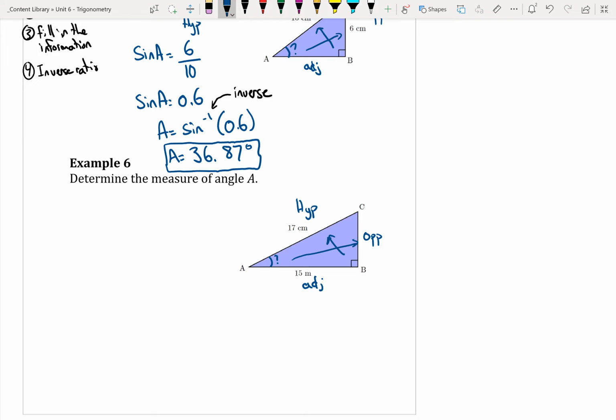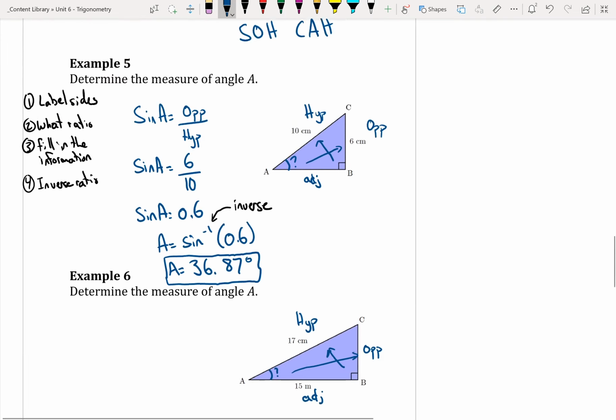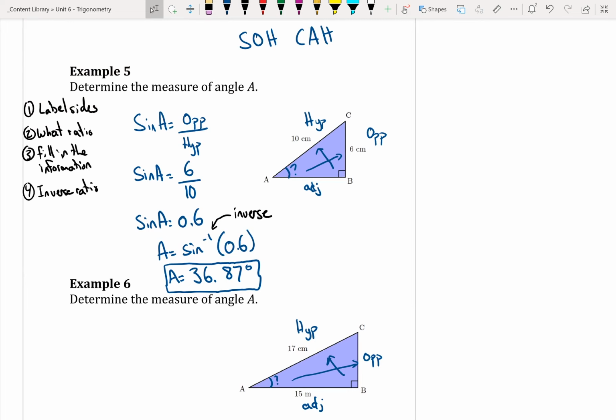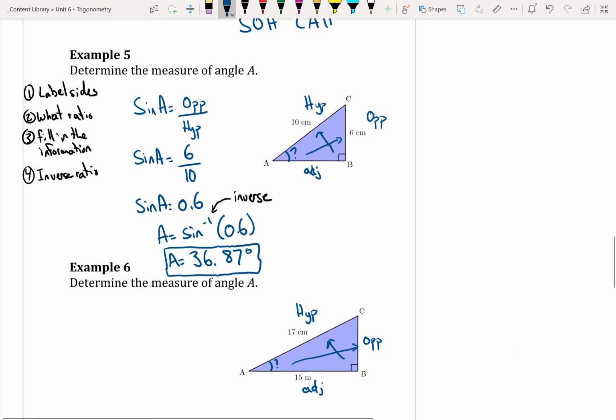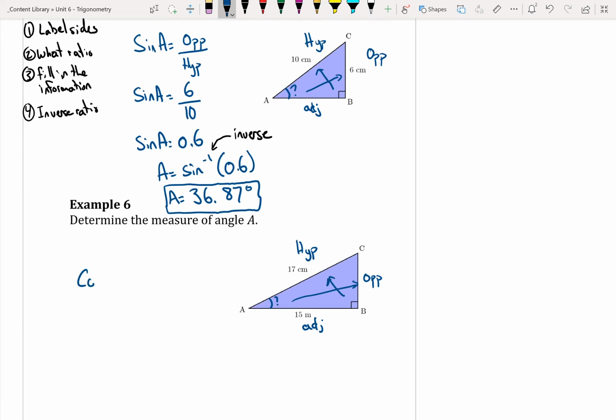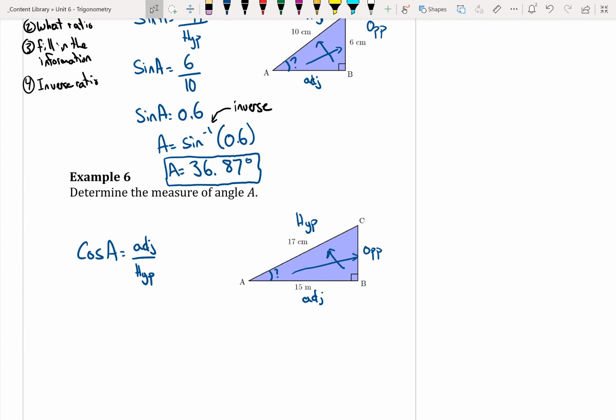So once I've labeled my sides, I need to figure out what ratio I'm going to use. I'm going to scroll back up so we can see the acronyms at the top. If I'm looking for angle A, I'm given two sides in this case, the hypotenuse and the adjacent. Those are the only two sides I'm given in terms of information. I can label the opposite, but there's no information there that I can use. So I'm going to need to use a ratio that has the A and the H. In this case, the only one for that is cosine. So that means cosine A equals adjacent over hypotenuse. That's the ratio I'm going to be using, and I'm just getting this formula from the first page of the notes.